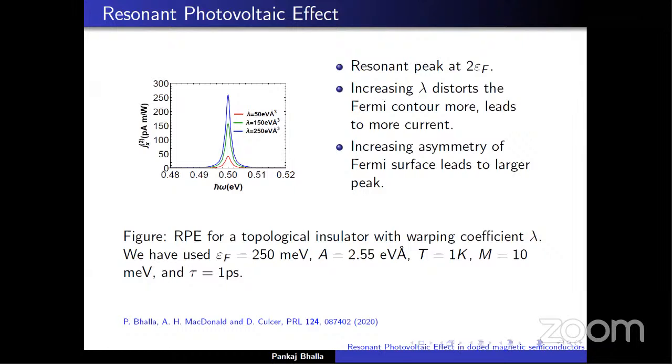By geometry, I mean that we have considered the field along the x-axis and the current also measured along the x-axis.